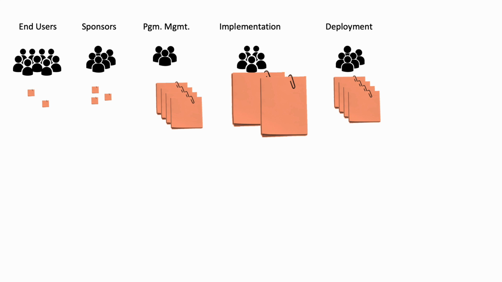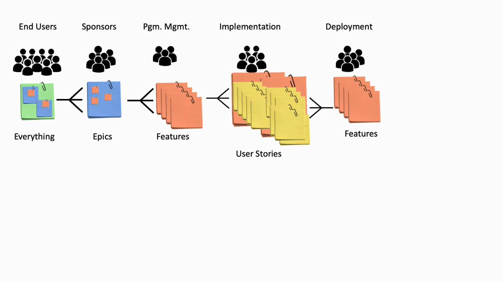Of course, at each level, everybody has to continue having the previous visibility, so end users can talk about everything, sponsors about epics, implementation teams about user stories, but at every single moment they need to understand that the feature is the single unit of measurement, is the common language across all different layers, and this is how we agree across the whole program to measure progress.